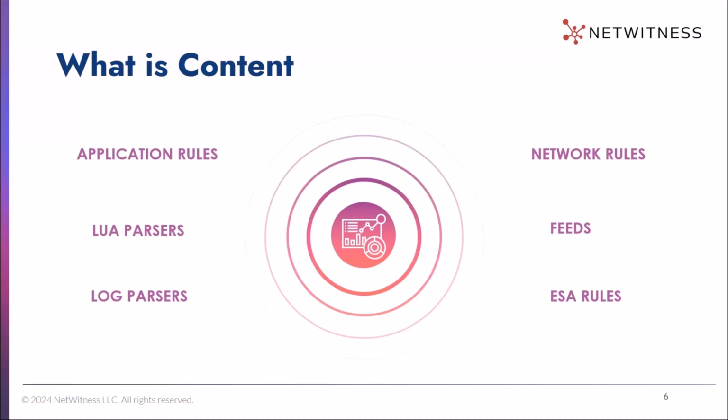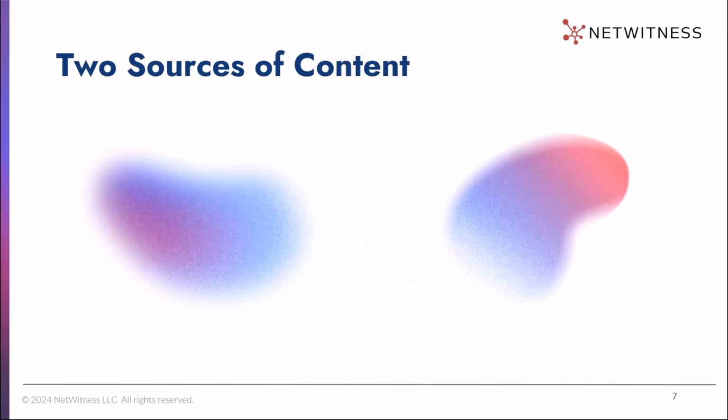Here are some types of content that you can use. Maybe you can use application rules, network rules, the feeds, which essentially is a list, the Lua parsers, the log parsers, and you can also use the ESA rules. So these are the types of content that you can use to apply on your services, on your decoders, to get a better data set and to manipulate the content on your services.